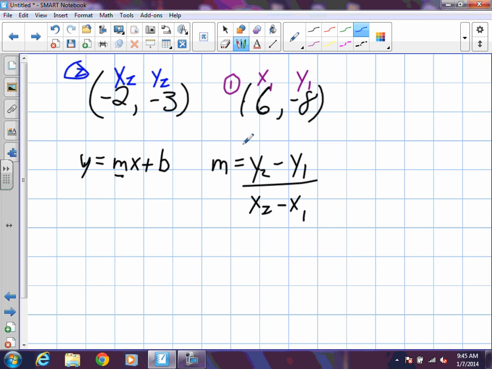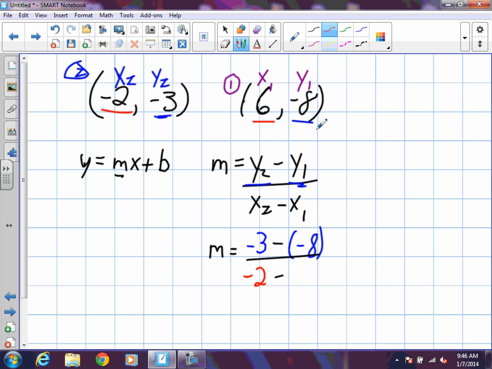My y2 is negative 3, and my y1 is negative 8. So my equation now reads m is equal to y2, which was negative 3, subtract y1, which was negative 8. So I'm going to put it in brackets here. Okay. And we're going to talk about that type of subtraction in a second. And then on the bottom, my x2 was negative 2, so I have negative 2, subtract my x1, which was 6. So just the number 6.